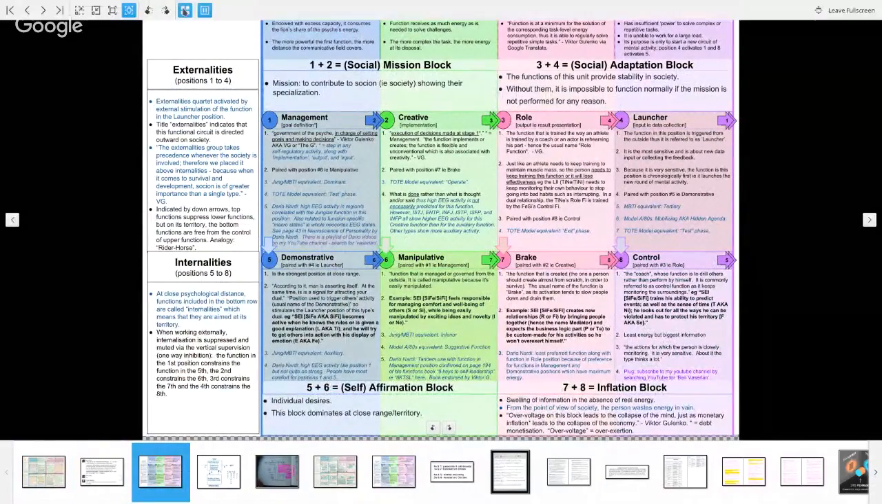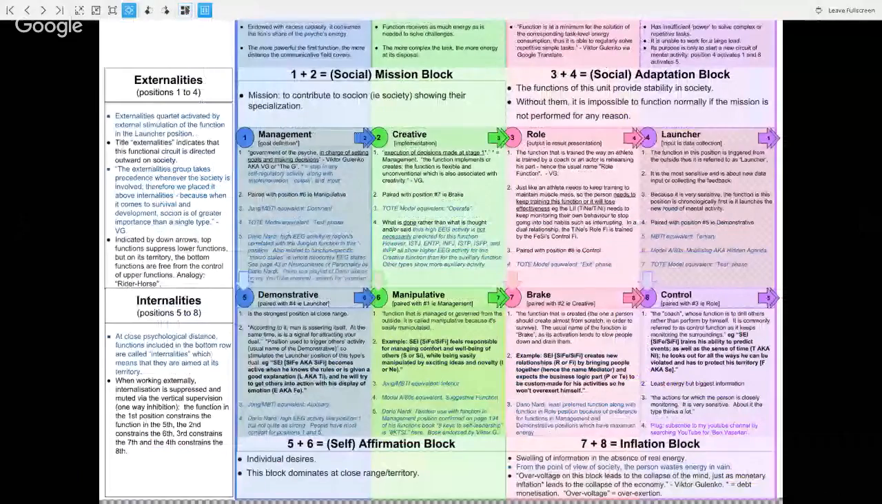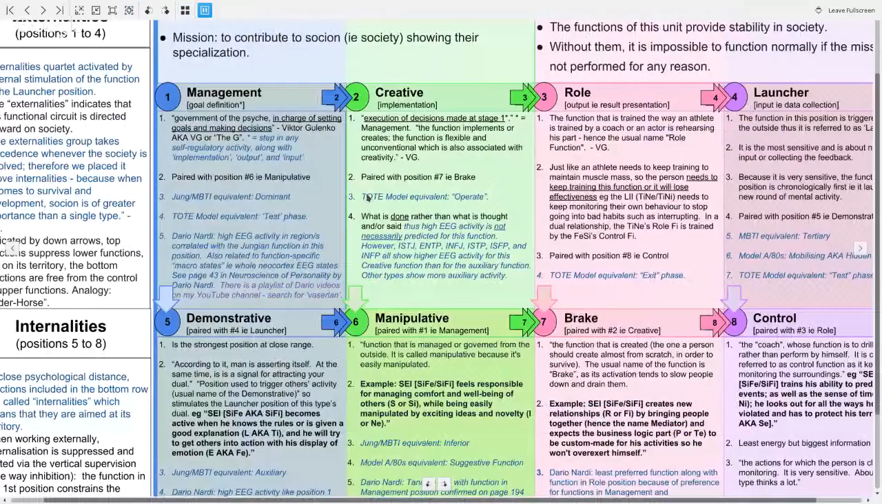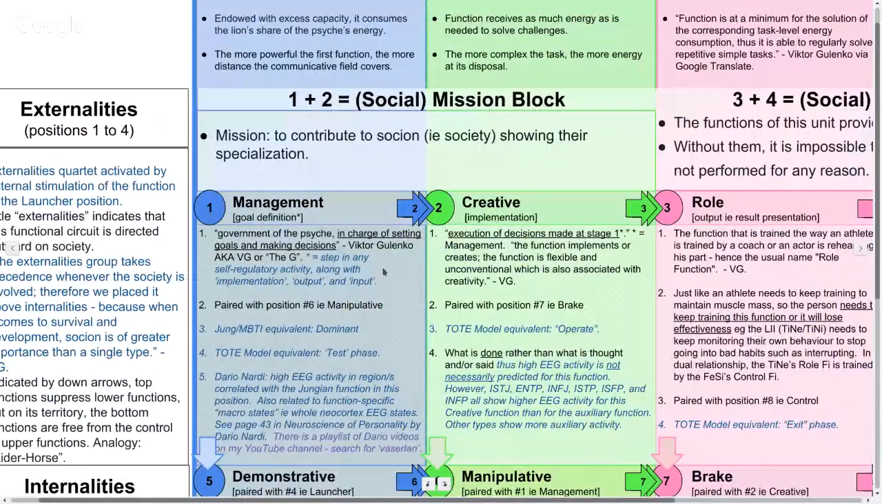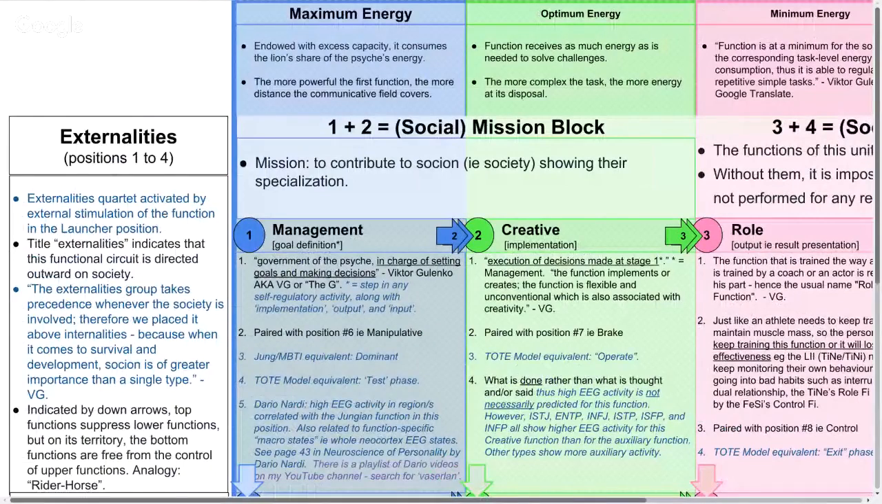Energy level. Let's have a look at this. The social mission block. Right then, I should stay on there. So the management function. You see there, right at the top, endowed with excess capacity, it consumes the lion's share of the psyche's energy. The more powerful the first function, the more distance the communicative field covers.